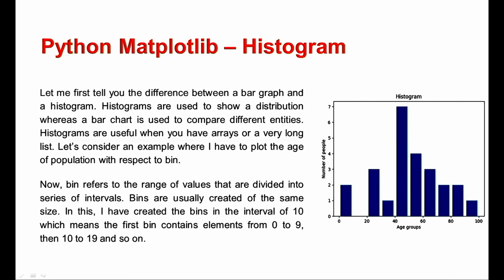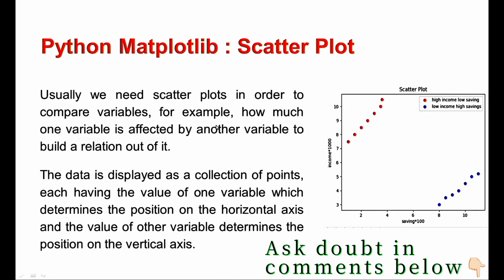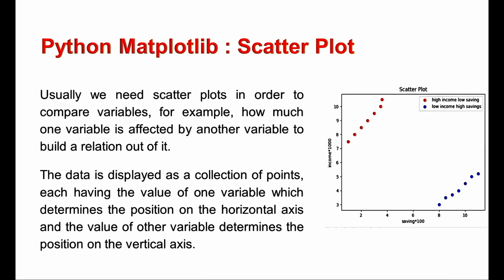Next comes the scatter plot. Now what is a scatter plot? As you can see in this example, a scatter plot is used to tell how much one variable is affected by another variable to build a relation out of it. The data is displayed as a collection of points, each having the value of one variable which determines the position on the horizontal axis, and the value of the other variable which defines the position on the vertical axis, right?